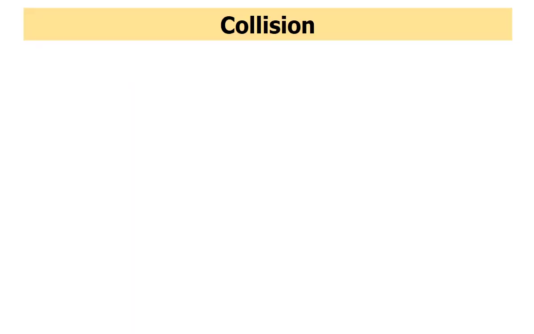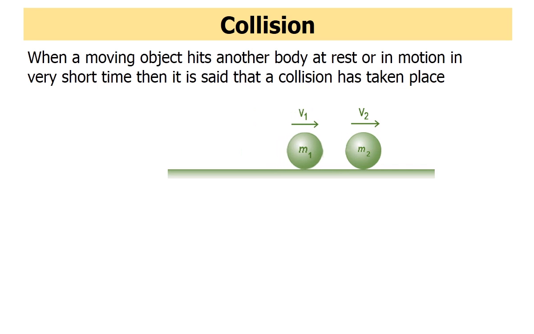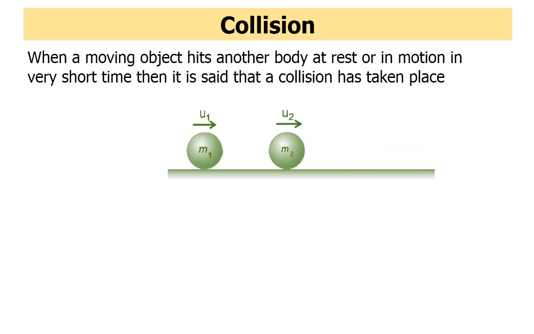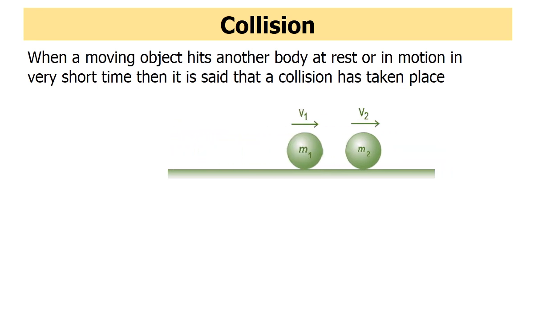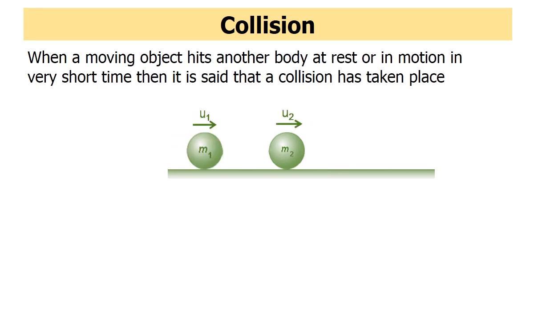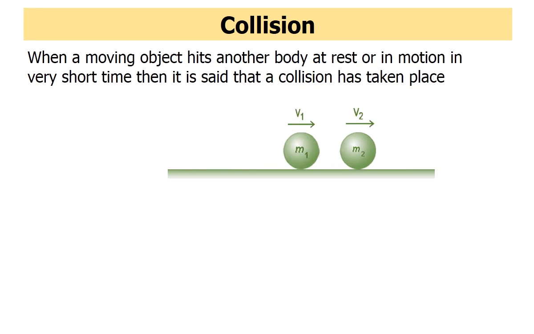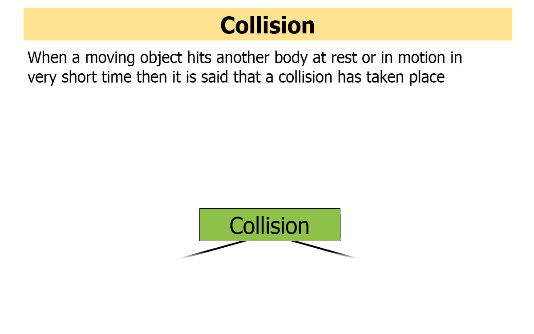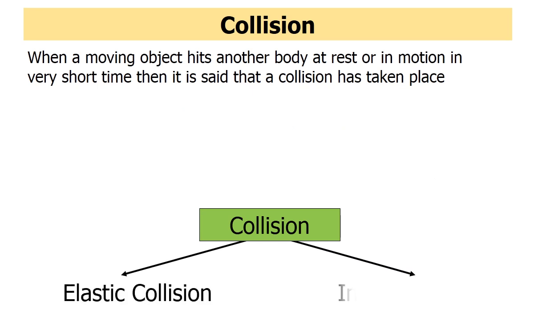Collision. In our day-to-day life, we are really familiar with different types of road accidents through newspaper or television. These events are practical examples of collision. So, what is collision? When a moving object hits another body, at rest or in motion, in a very short time, then it is said that a collision has taken place. Collision is of two types: elastic collision and inelastic collision.